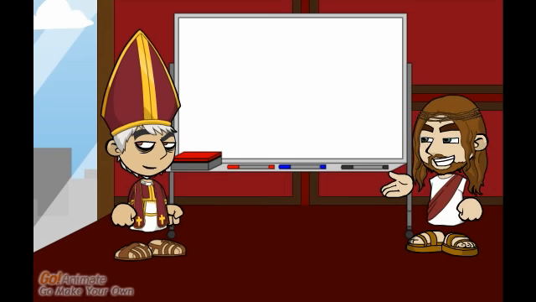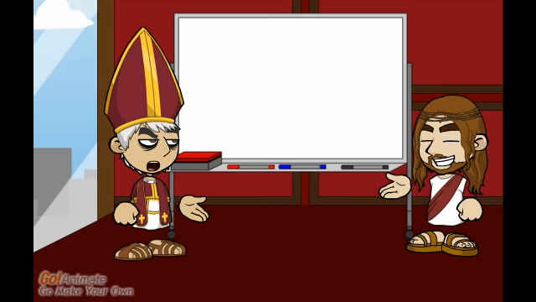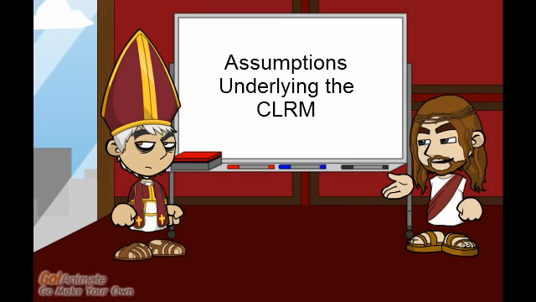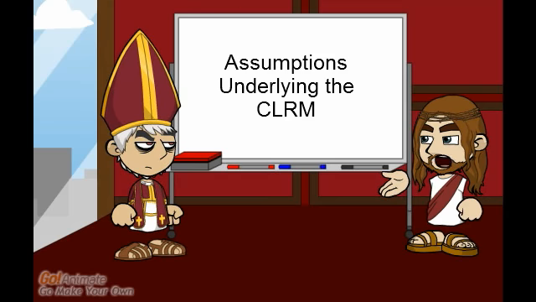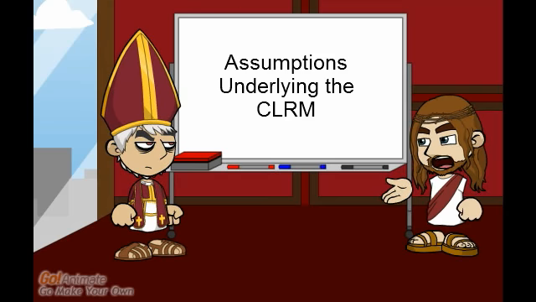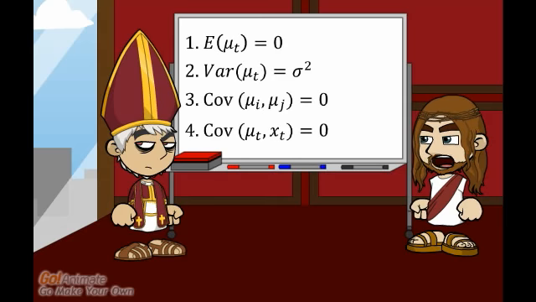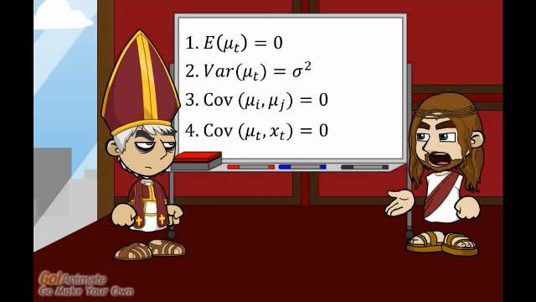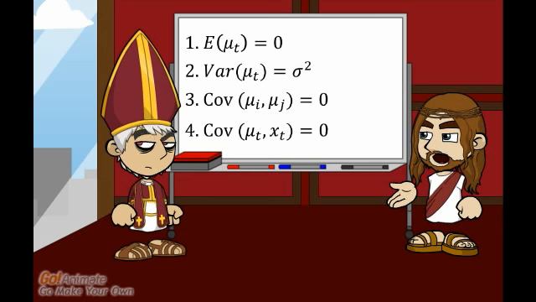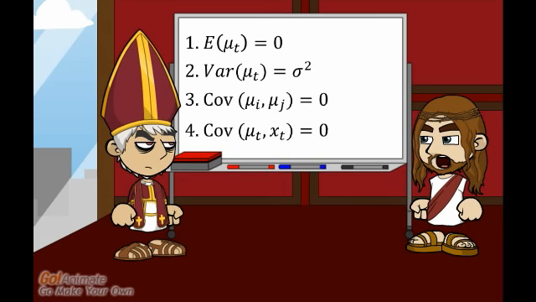I think I have it. Just a few more things. How do I know it is a line of best fit? To answer that, we need to look at the assumptions underlying the classical linear regression model. These assumptions are in relation to the random disturbance term, also known as the errors. The assumptions are detailed on the board.